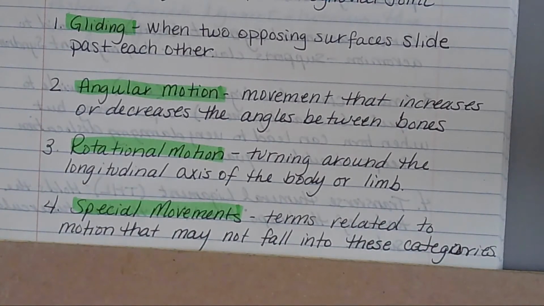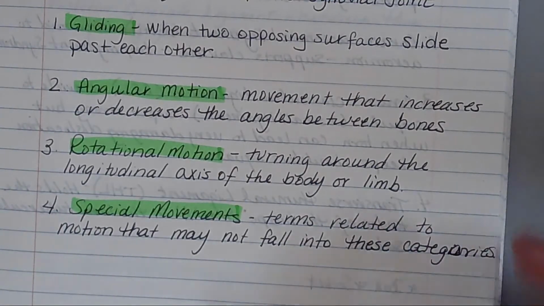Again, these are terms related to motion that doesn't necessarily fit in any of the other categories. It's not a gliding, it's not an angular, it's not a rotation. It might be an amalgamation of all of those different things, or it's specifically looking at a particular part of the body. Like your feet, for example, have a lot of different specialized motions because of the structure of your ankle. Same with your wrist, same with your fingers. There are a lot of other special terms that don't apply to multiple joints, but only apply to specific places on the human body.